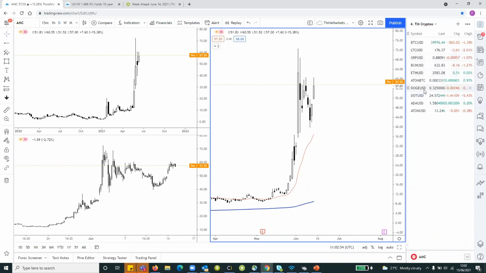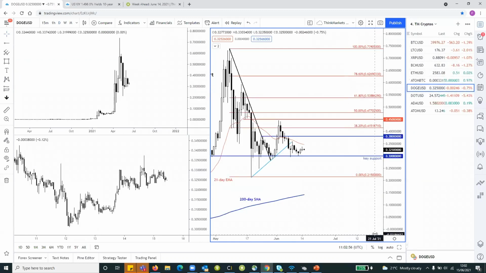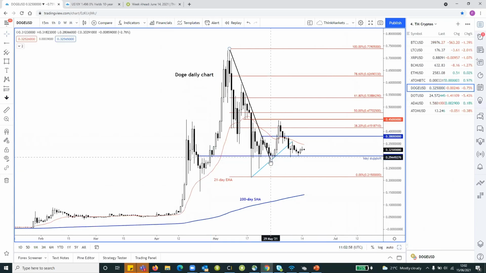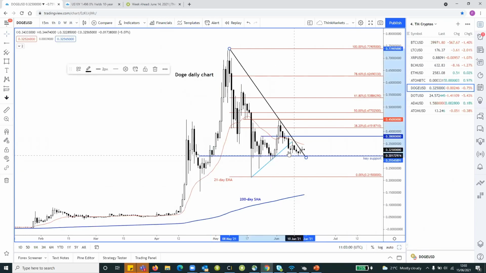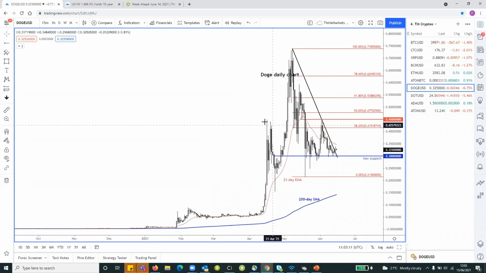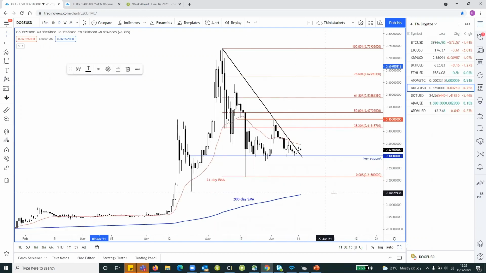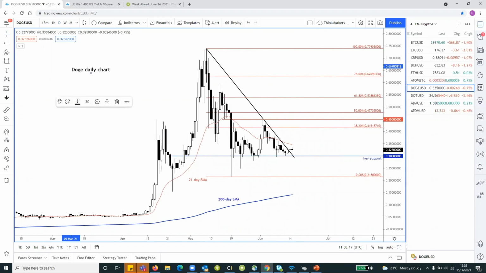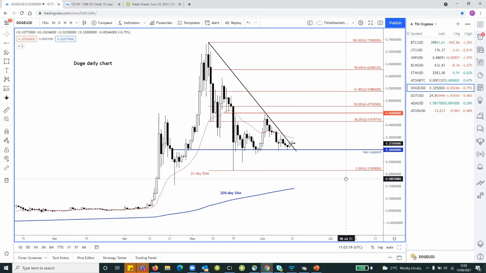Dogecoin. Still alive, still hanging around. Still hanging in there, 30 cents. Not very well though. It's petering out, isn't it? If you look at this, it looks like a giant head and shoulders, actually. This is the left shoulder. This is the right, yeah. How does this conclude? Well, probably with somewhere close to zero.